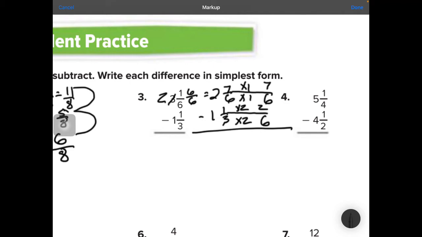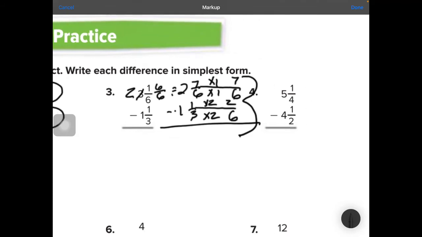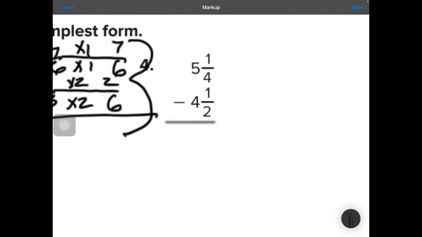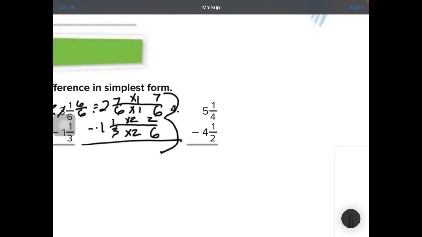6 will go into 6 once. 7 times 1 is 7. Now I'm going to let you figure out the rest. Subtract that, give me your answer, and subtract these whole numbers over here and give me your answer. Okay, number 4.